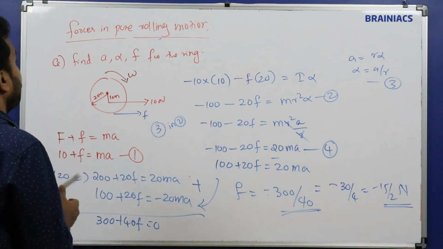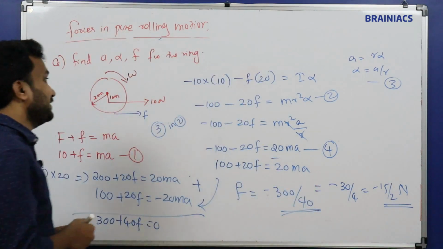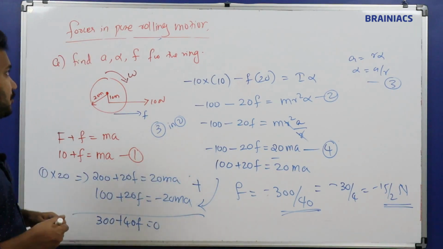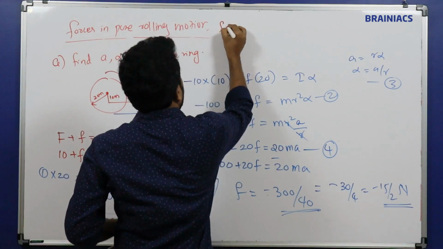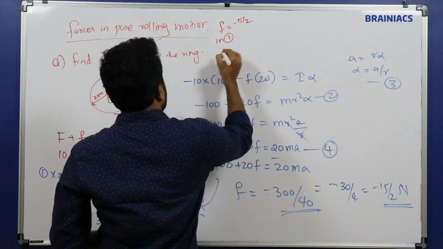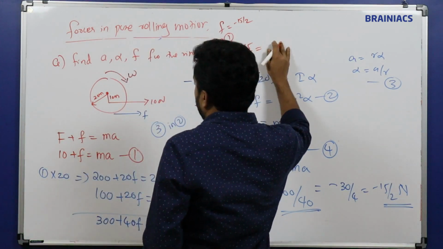Now what are the things we got? A equal to R alpha, and alpha we have to find. So first we have to find the acceleration. The value of F we can place into only one of the equations. So F is equal to minus 15 by 2 in equation number 1. So 10 minus 15 by 2 is equal to MA.